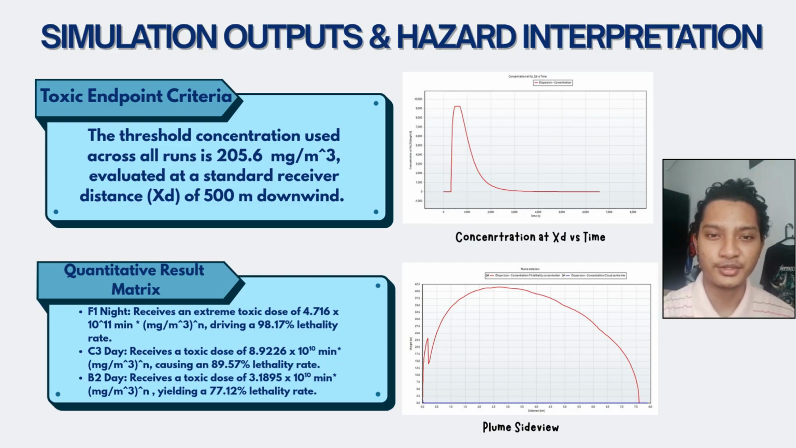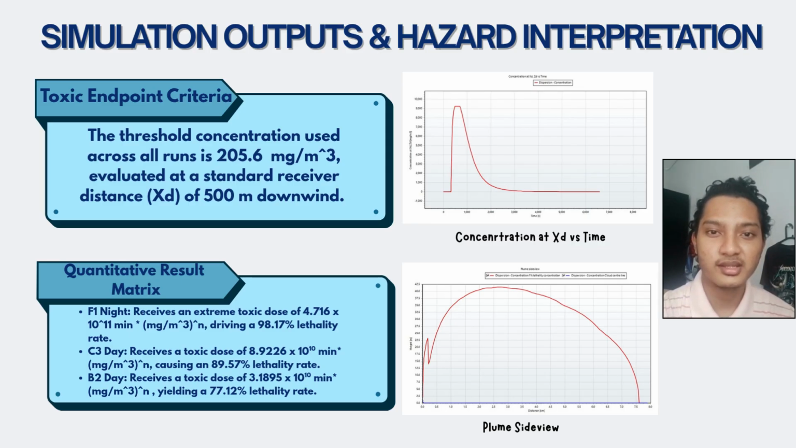Now I will proceed with our simulation outputs and hazard interpretation. For this study, we establish a toxic endpoint threshold of 205.6 mg per cubic meter at a downwind receiver distance of 500 meters. Looking at our result matrix, the impact of atmospheric conditions is immediately clear. Under the stable F1 night scenario, the population faced an extreme toxic dose, resulting in a 98.17% lethality rate.